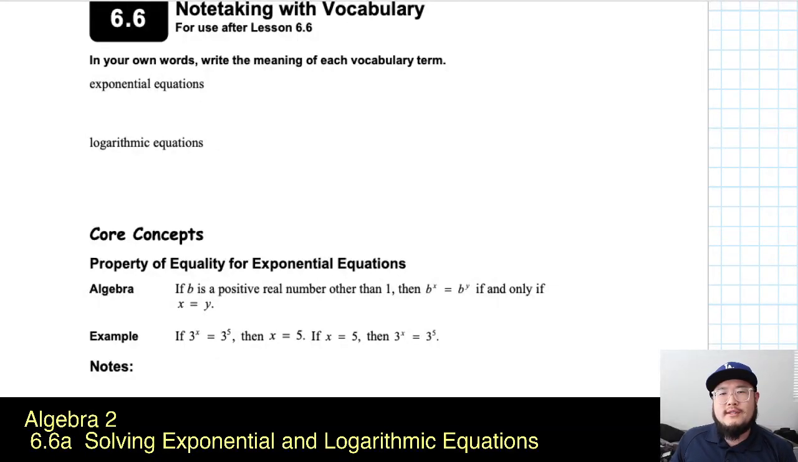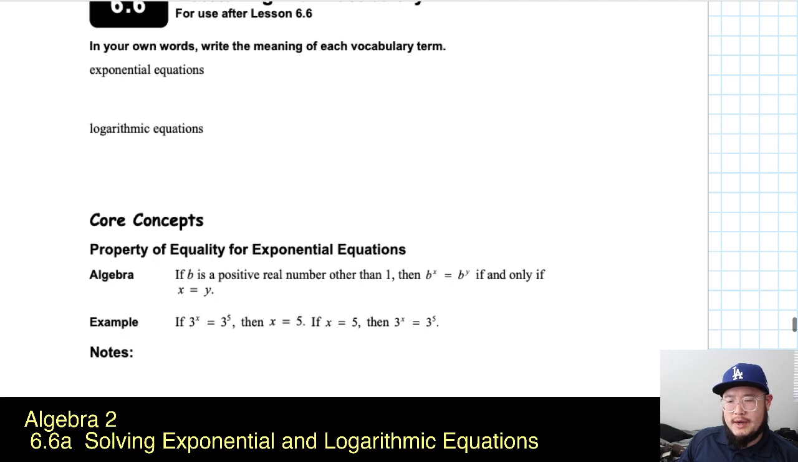All right, let's take a look here at 6.6, and we're going to be solving exponential and logarithmic equations. Let's go ahead and jump right into it. We are going to take two lessons for this. And to start off, we're going to talk about the property of equality for exponential equations. So what does all that stuff mean?